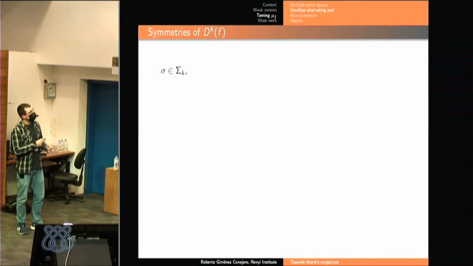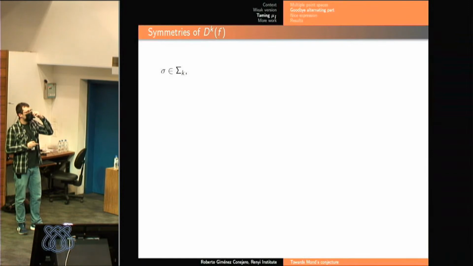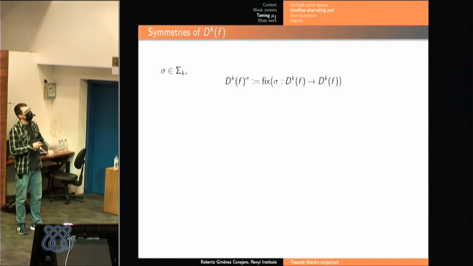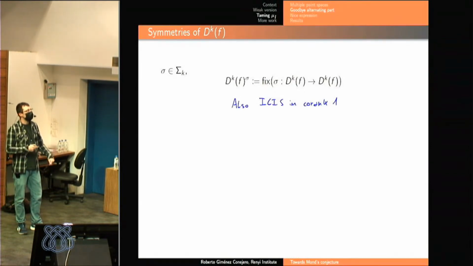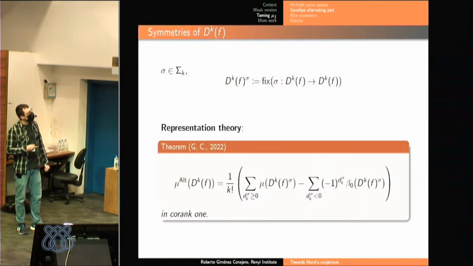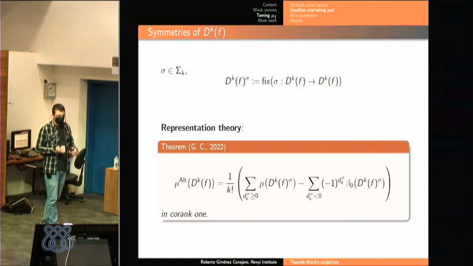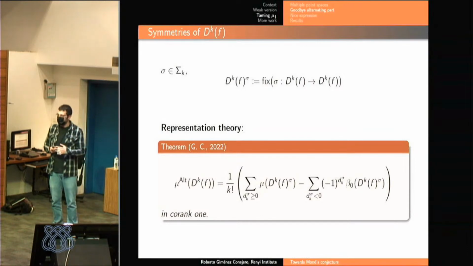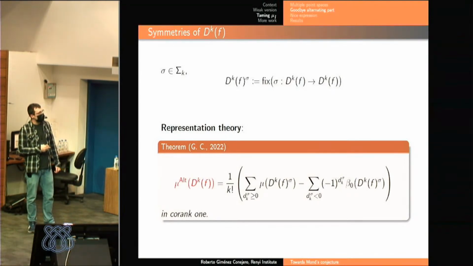If we consider a permutation, we can define this set, which is just the fixed points of this permutation acting here. This, again, is an ICIS in the corank 1 case. This is proved in the same paper of Marar and Mond. And doing a bit of yoga with the representation theory, we can prove this in the case of corank 1. So what is this? This is just another name for the alternating homology. This is what we want.